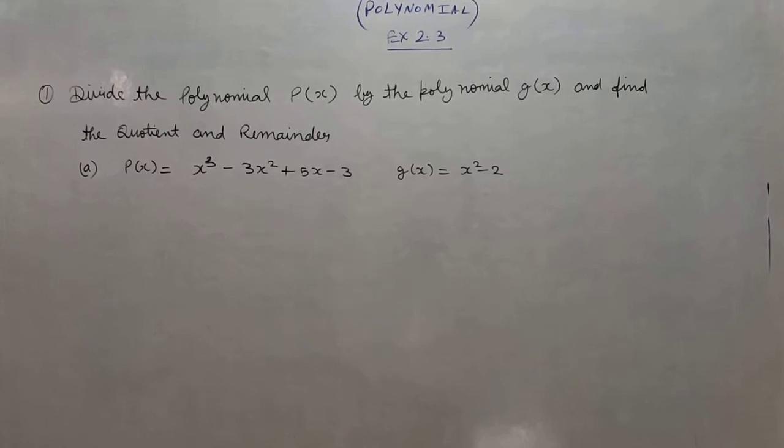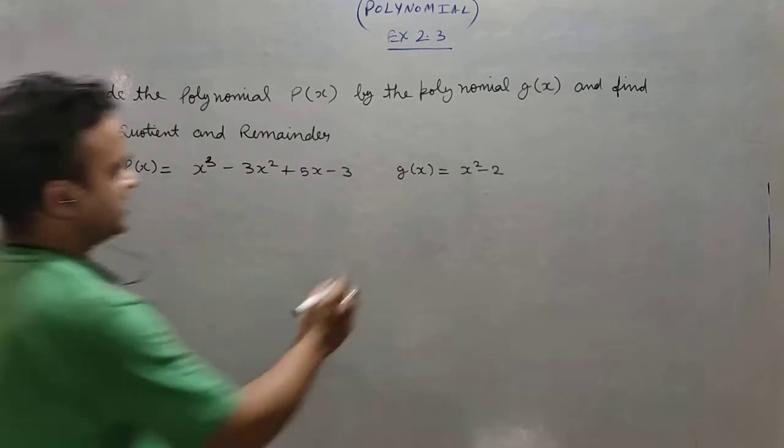Hello students, this is exercise 2.3 of polynomials. So NCERT question number 1. Divide the polynomial p(x) by the polynomial g(x) and find the quotient and remainder. So this g(x) is a divisor here.